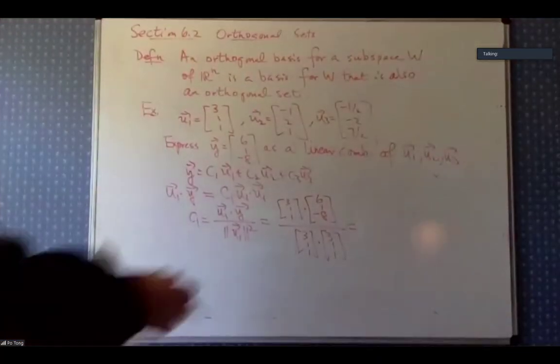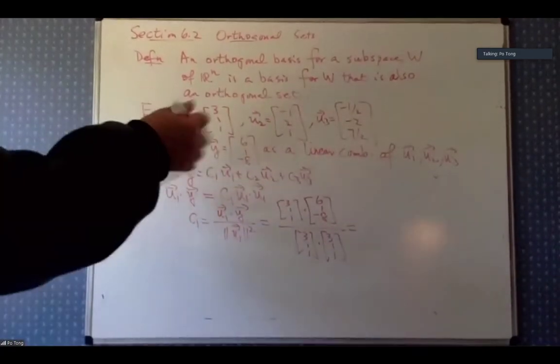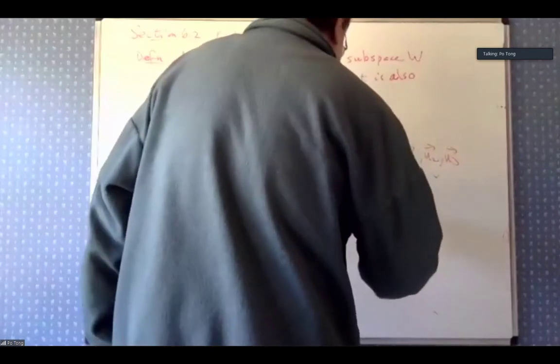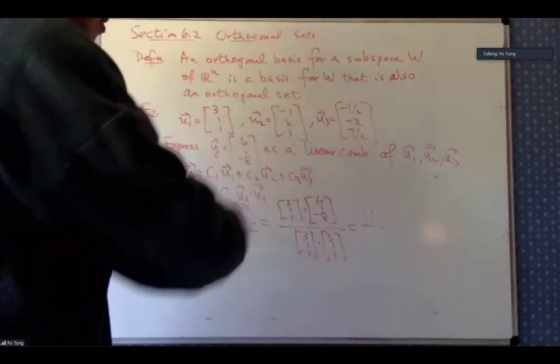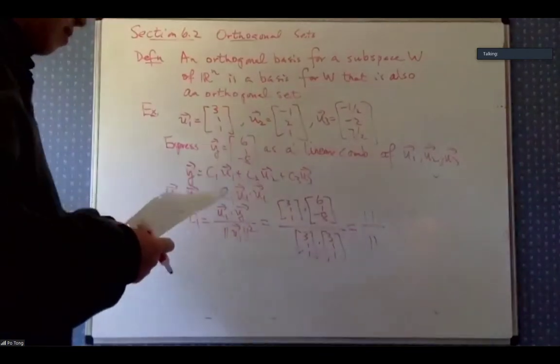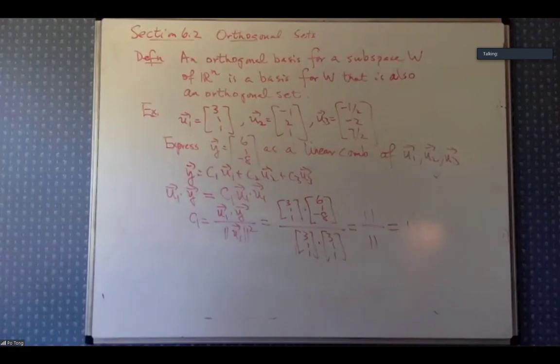Okay, so what is the C1? Just dot those guys. I mean, 18 plus 1, 19, 19 minus 8, is it 11? Is it also 11? 11 divided by 11, which is 1. So C1 is equal to 1. Is it okay? It's okay.